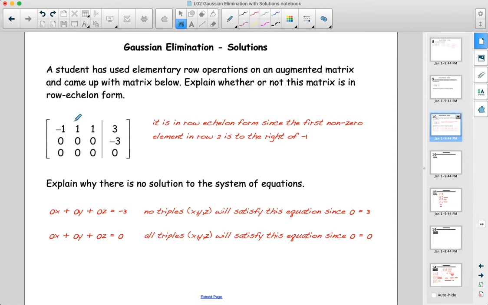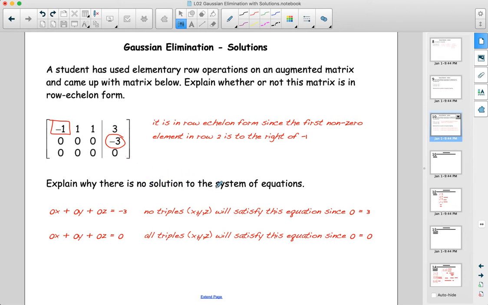So let's take a look. The first non-zero element in row 2 is right here, and of course that is way to the right of the first non-zero element in row 1, and of course the row of zeros is on the bottom. So this is in row echelon form.